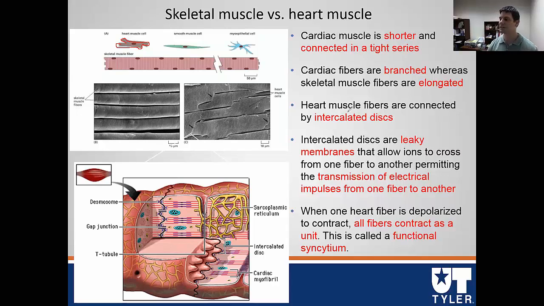One of the other things is that heart muscles are connected by intercalated discs. What that means is these two muscle fibers have a connection with each other, a protein that allows signals sent from this heart muscle cell to then talk to this muscle cell, whereas in skeletal muscle, these are mostly independent. Intercalated discs are essentially leaky membranes that allow ions, including calcium, to cross from one fiber to another, permitting the transmission of electrical impulses.